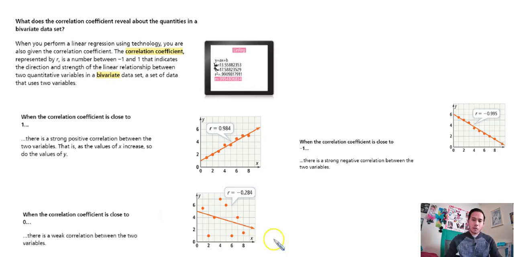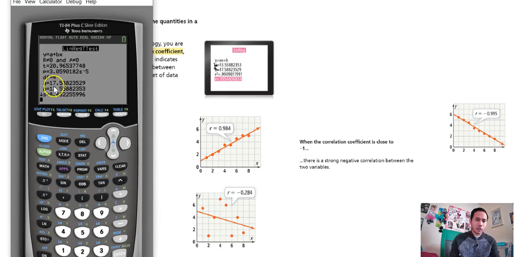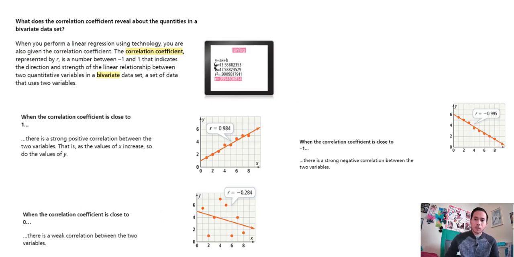Now, if you go back on your calculator, I'll just put it back here. So you will see here there's an r squared, and then you have r, which is 0.99 and 0.99, almost 1. So let's analyze that. When the correlation coefficient is close to 1, okay, there is a strong positive correlation between the two variables, that is, as the value of x increases, the value of y also increases. So in our example, the r is 0.9995, so it is a strong positive relation.